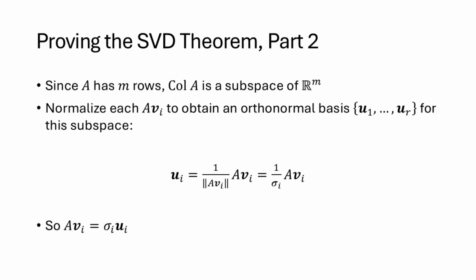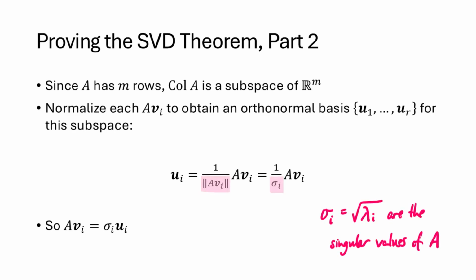Now, since A has m rows, Col A is a subspace of Rm, and so what we're going to do is normalize each of the vectors Avi to obtain an orthonormal basis, u1 through ur, for this subspace, Col A. So ui is 1 divided by the length of Avi times Avi. But remember that the length of Avi is just sigma i. So the vector ui is 1 over sigma i times Avi. Or we can multiply both sides by sigma i to rewrite this as Avi is sigma i ui. So remember that equation for later. Avi equals sigma i ui. That's going to be important here in a minute.